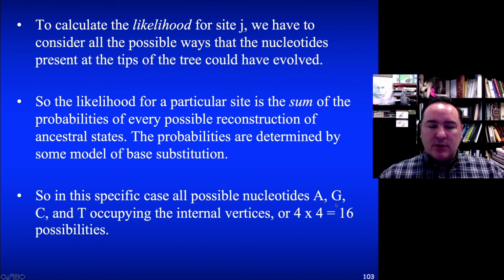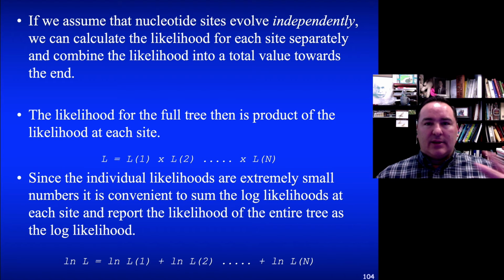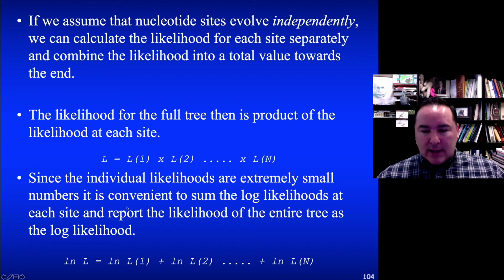And so for every single node, you end up looking at lots of different possibilities. You then have to add up independently all of the likelihoods for every single site, for every single node, for every single tree. So you get these huge calculations of likelihood. At the end, it becomes a really, really small number, because the likelihood of each one of those individual circumstances is really small. Since these are really small, we do the log likelihoods at each site and report the likelihood of the entire tree as a log likelihood. So this ends up being a negative number.